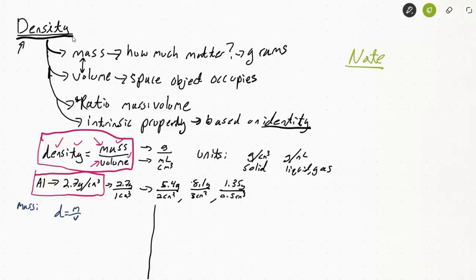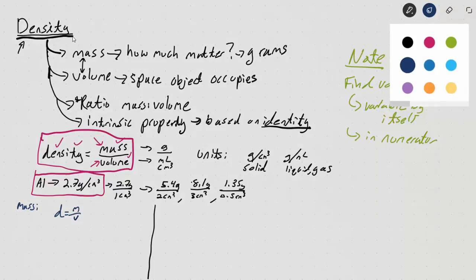anytime we're trying to find a variable in algebra, we have two basic goals, and I just said them. We want the variable by itself, and we want the variable in the numerator. That's how we're going to do it. So let's switch back to my blue and come down and do some algebra.